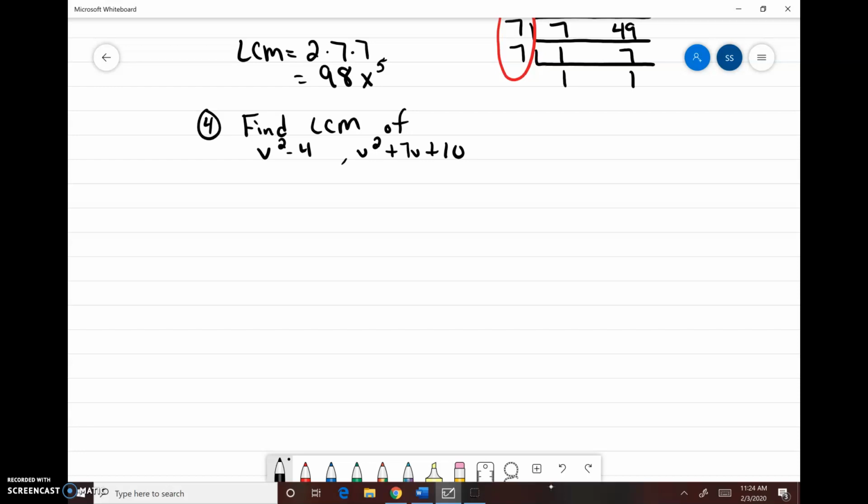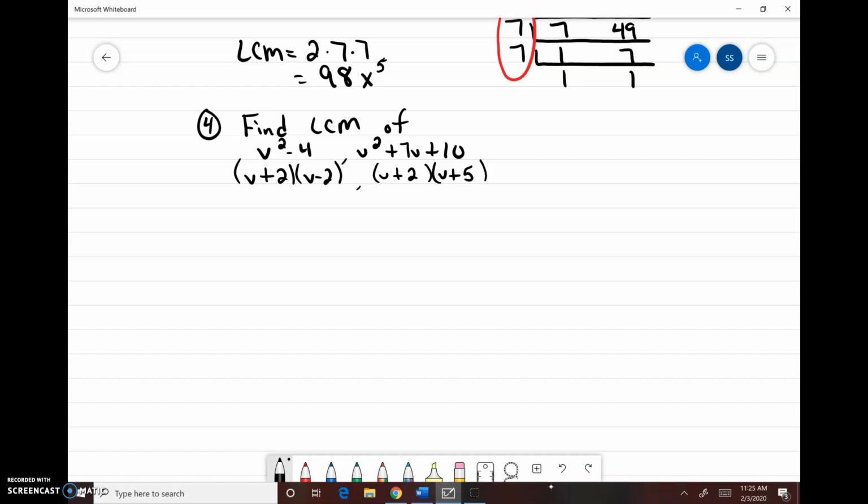All right, so when you have expressions involved, your first step to finding the least common multiple and eventually least common denominators is to factor. So we want to make sure each one of these expressions is completely factored. So on this left side, I can factor this into v plus 2, v minus 2 using difference of squares. And on this right side, we can factor this trinomial into v plus 2 and v plus 5. Again, two numbers multiplied to give me 10 is 2 and 5. They add to give me 7.